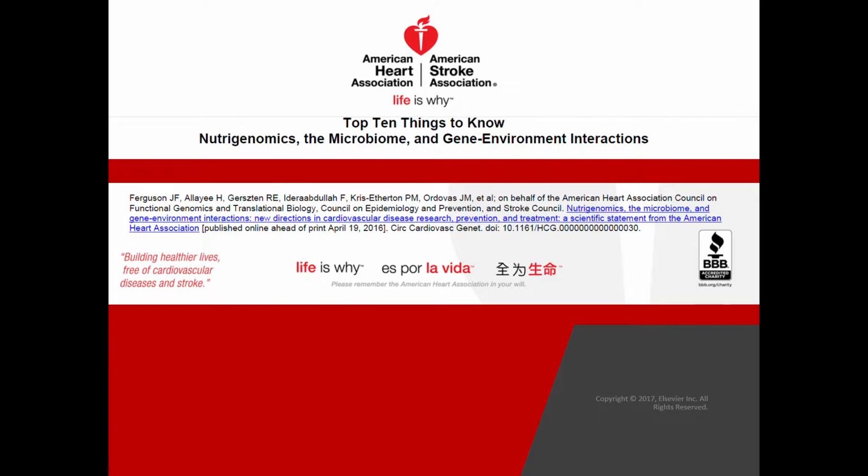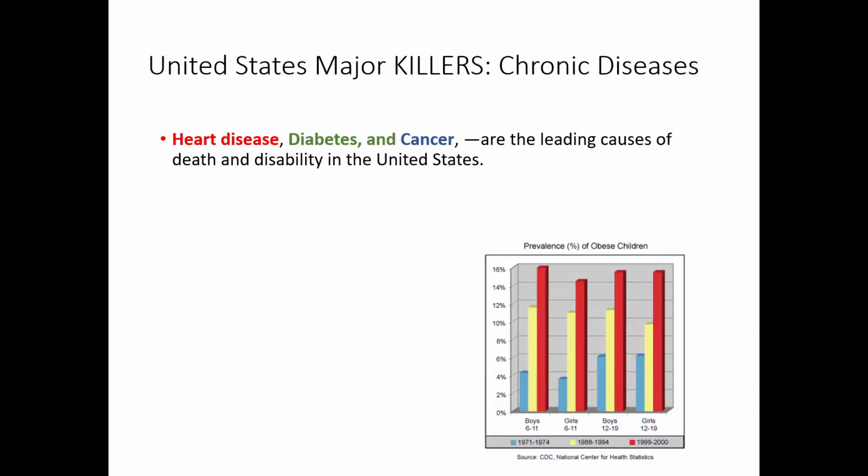And nutrigenomics and this new movement to personalized medicine plays a major role. Again, we're not going to go into any depth of this, but I do want to cover a few points in just a second here.